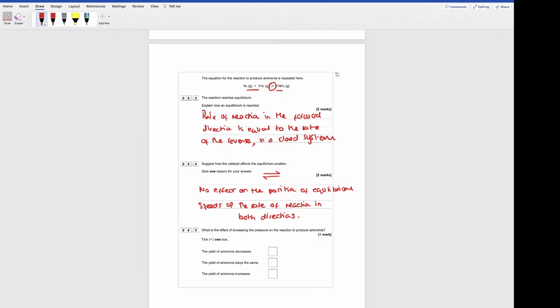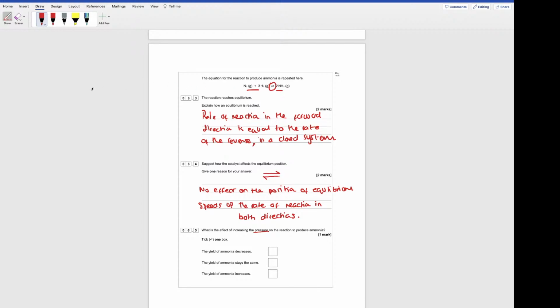Now 6.5. What is the effect of increasing the pressure on the reaction to produce ammonia? Right, so this is to do with Le Chatelier's principle. And what Le Chatelier said is that whatever changing conditions you do, the system, the reaction, will oppose that change. So it will do the opposite. So for pressure, that's probably the hardest one out of all of the changes because you have to look in the terms of moles of gas.